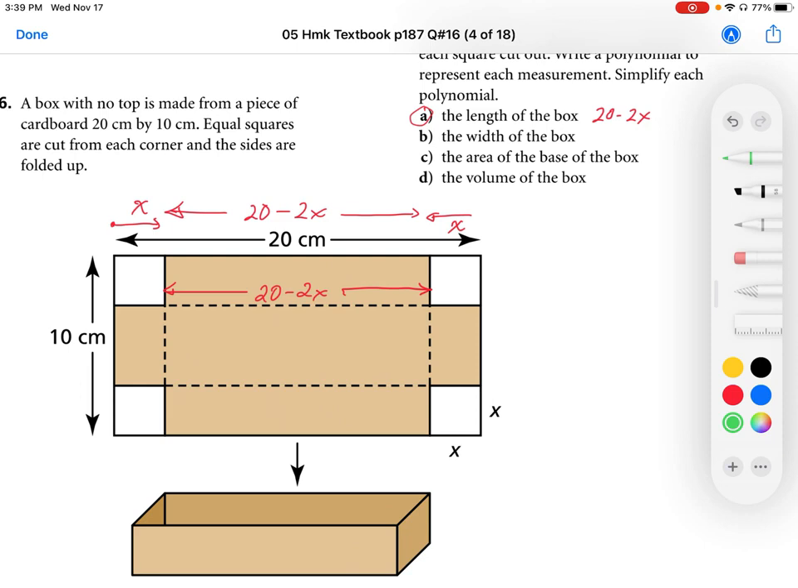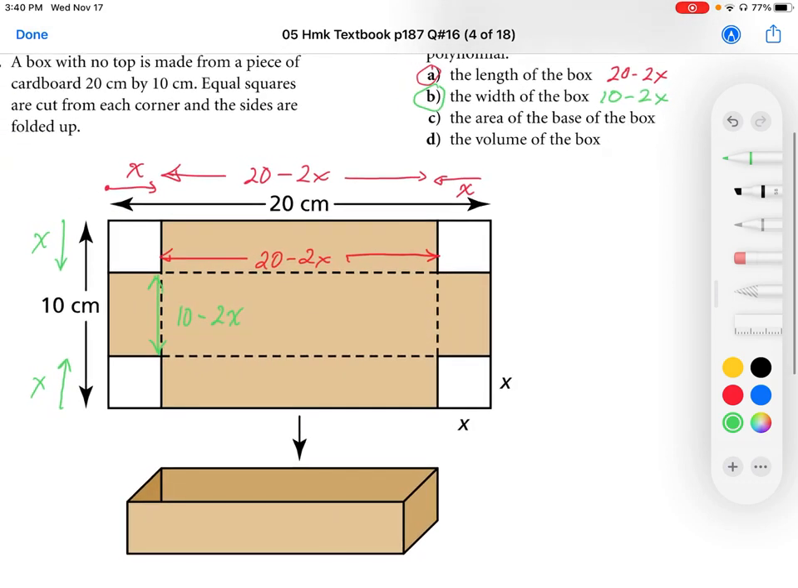The width of the box I'm going to choose as a vertical length here, and we're going to do the same thing. I'm going to start at the edge and go backwards x this way, and start at the bottom and go backwards x this way. So this length in here is going to be, start with 10 centimeters, and take away 2 x's, one from each edge, and that's going to give me the width of the box. So for part B, we start with the 10 centimeters and take away 2 x's, just like we did for the length, but we're starting with a different width.